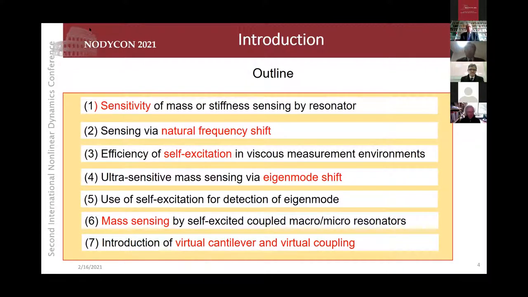So first of all, we briefly show the sensitivity of the mass or stiffness sensing by a resonator. Secondly, we show the method to detect via natural frequency shift and consider the utilization of the self-excited oscillation in viscous measurement environment. Next, we introduce the highly sensitive mass sensing via eigenmode shift. Furthermore, we show some experimental results by using macro and micro cantilevers. Finally, we mention the concepts of the virtual cantilever and the virtual coupling to enhance the sensitivity.